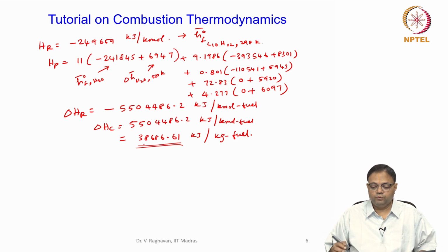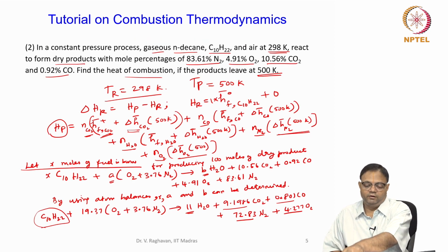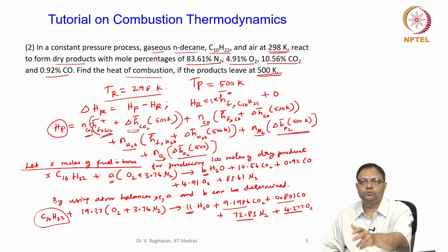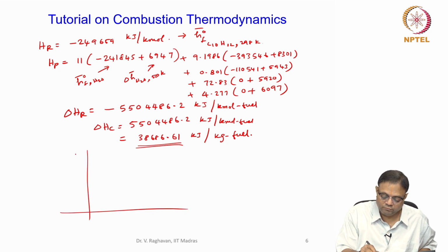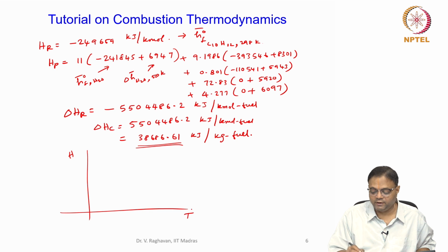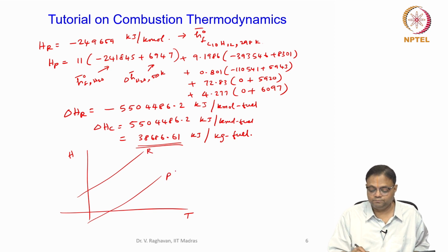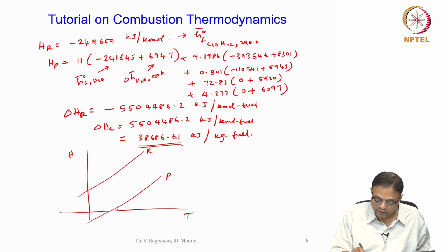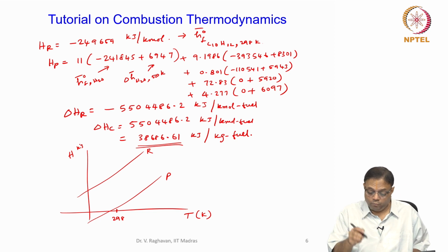So this is about the problem where products are leaving at 500 Kelvin and the reactants are coming in at 298 Kelvin. So what I can draw here is, for example, this is enthalpy versus temperature. Normally you can say the enthalpy and temperature varies. This is for the reactants and this is for the products. Now, let us say this is 298 Kelvin. This is in Kelvin and this is in kilojoule, total enthalpy.